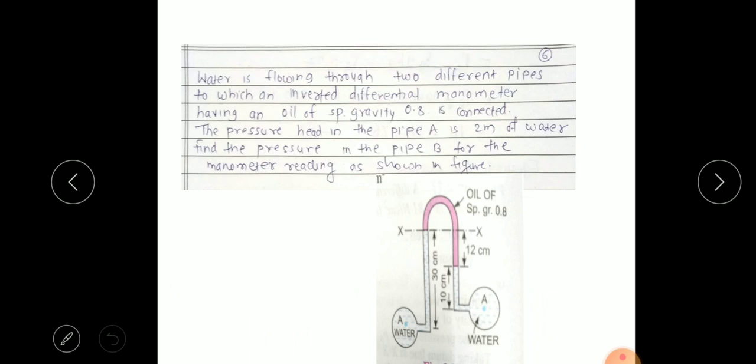So we consider again one numerical on this inverted U-tube manometer. Water is flowing through two different pipes. So this is one pipe and this is the second pipe. In that water is flowing, to which an inverted differential manometer having an oil of specific gravity 0.8 is connected. The pressure head in the pipe A, that is PA by rho g, is given.